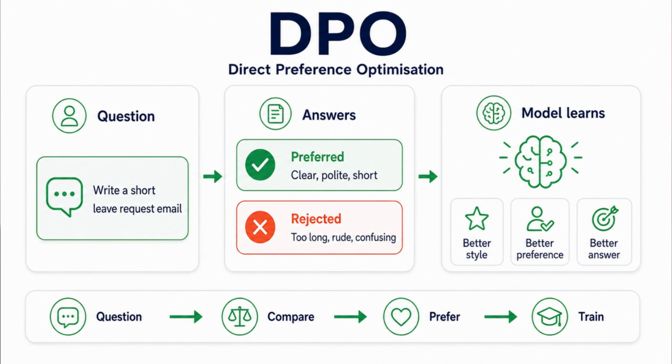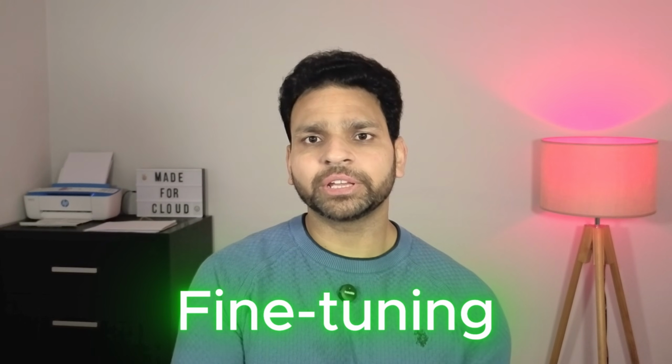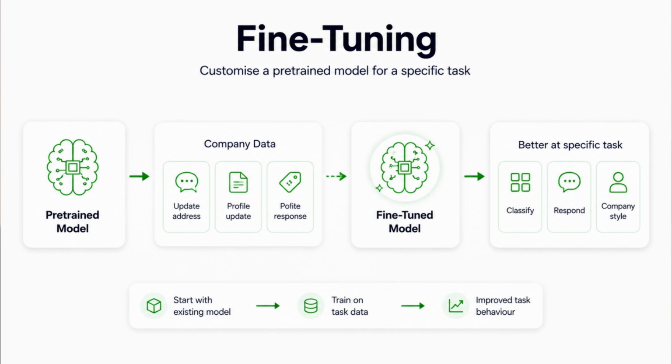You do not need to know the maths behind RLHF or DPO at this stage. Just remember this: RLHF and DPO are the methods used to improve the model's behavior based on human or preference-based feedback. Now let's talk about fine tuning. Fine tuning means taking an existing pre-trained model and training it further on a specific dataset or task. You do not have to start from zero. You start from a model that already understands language. Then you customize it.